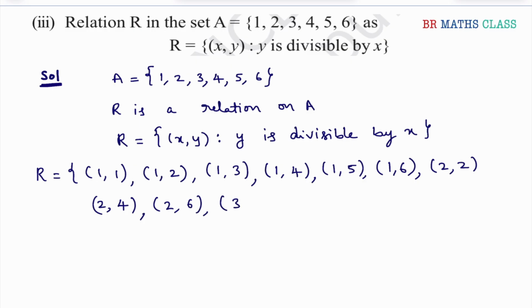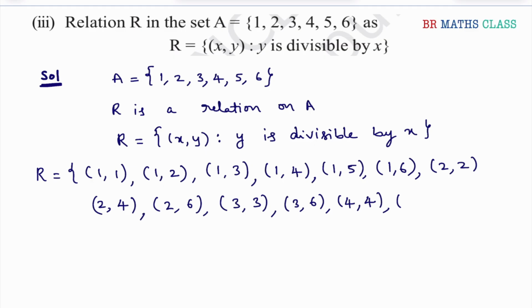3 comma 1? No. 3 comma 2? No. 3 comma 3? Yes. 3 comma 3 is there in A cross A. This 3 is divisible by 3. Okay. Next, 3 comma 4? No. 3 comma 5? No. 3 comma 6? Yes. Because 3 comma 6 is there in A cross A and 6 is divisible by x. Okay. Now 4 comma 1? No. 4 comma 2? No. 4 comma 3? No. 4 comma 4? Yes. 4 comma 4 is there in A cross A. 4 is divisible by 4. Okay. Next, 4 comma 5? No. 4 comma 6? No.